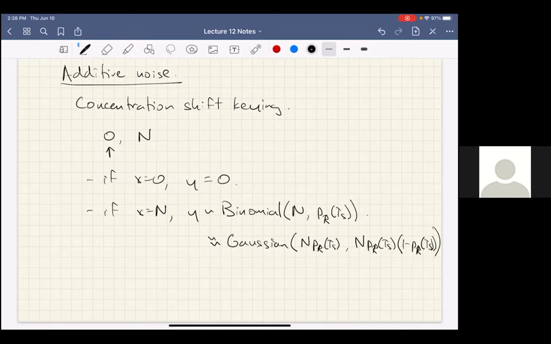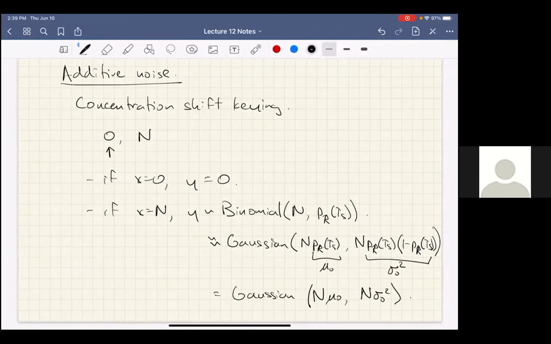Okay, so from now on, I'm going to call this the fundamental mean, mu. I'll call it mu naught. That is the fundamental variance. I'm going to call that sigma naught squared. So this is equal to Gaussian n mu naught, n sigma naught squared.